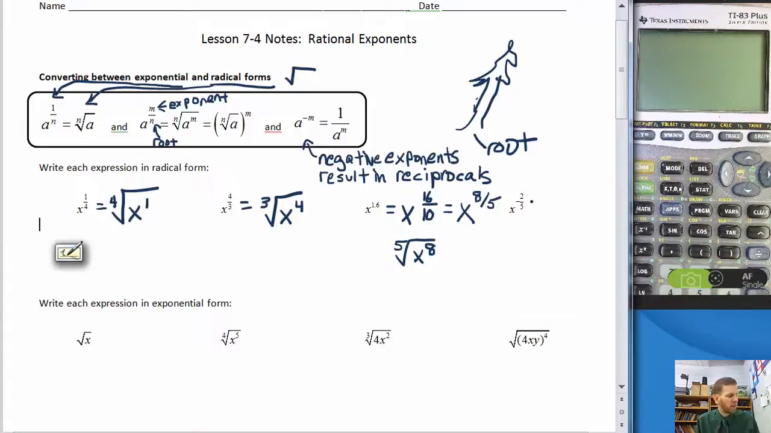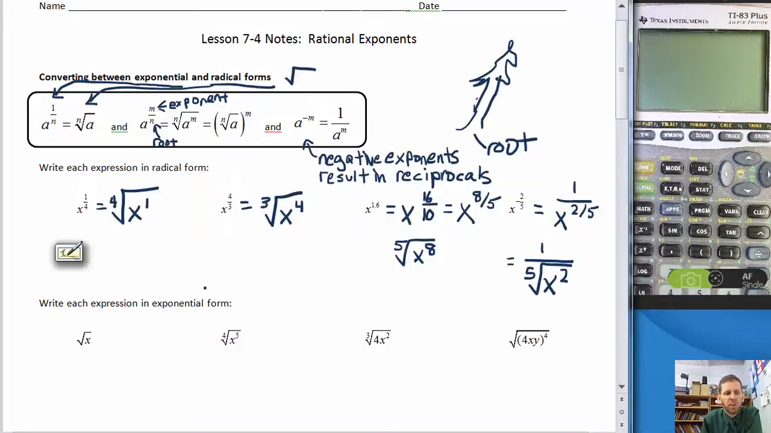What do I want you to do if you see x to the negative 2/5 power? The first thing is negative exponents result in reciprocals. So we're going to write this as a reciprocal. 1 over x to the positive 2/5 power. To keep this in radical form, what we're going to do is we're going to write this as 1 over, the number on the bottom is the root, exponent stays with the x, so it's the 5th root of x squared. Answer, 1 over the 5th root of x squared.